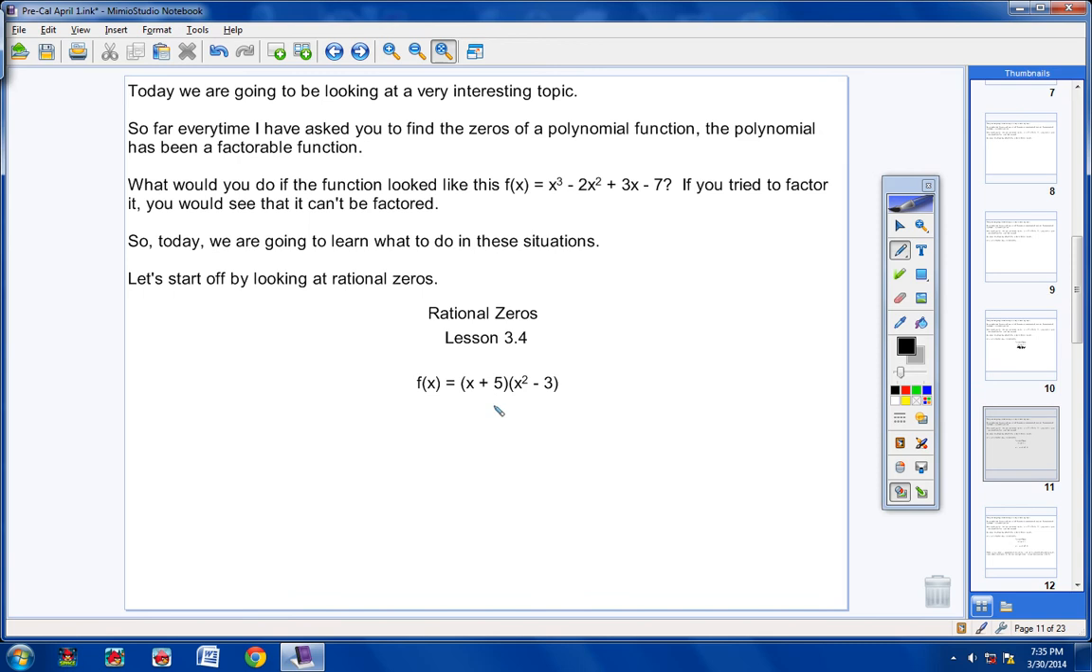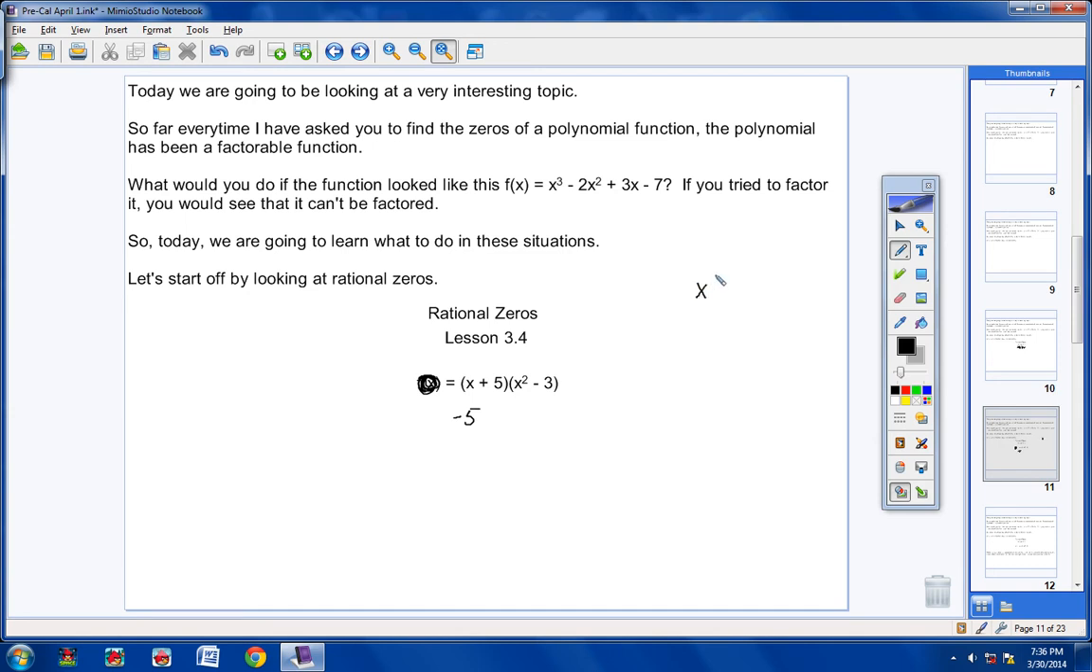Now, let's go ahead and find the zeros for this polynomial function. Okay, that's easy enough. Whenever I ask you to find the zeros, I'm really asking you to find the x-intercepts. And if I'm asking you to find the x-intercepts, then that means you put a 0 in for y. So you put a 0 right here. Now we take x plus 5, set it equal to 0 and solve, and we get a negative 5.